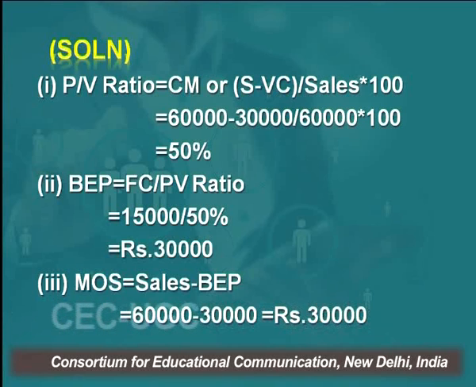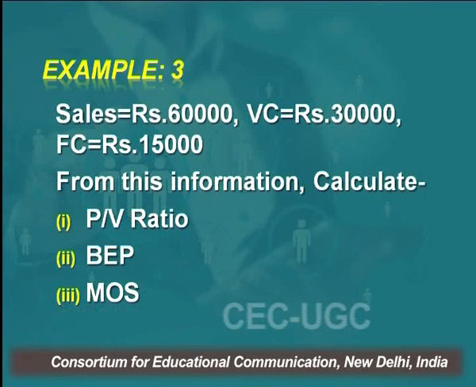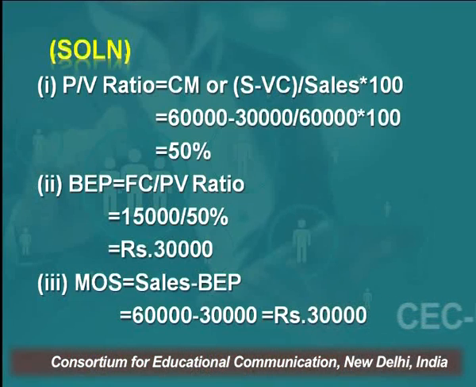And thirdly, in this example, the question asks about margin of safety. Friends, what is margin of safety? Margin of safety is the difference between the current level of sales and the break-even sales. In our example, our sales is 60,000, and we have just calculated that our break-even sales is 30,000 rupees. So margin of safety is equal to sales minus break-even point, so 60,000 minus 30,000 is equal to 30,000 rupees. So your margin of safety is 30,000.